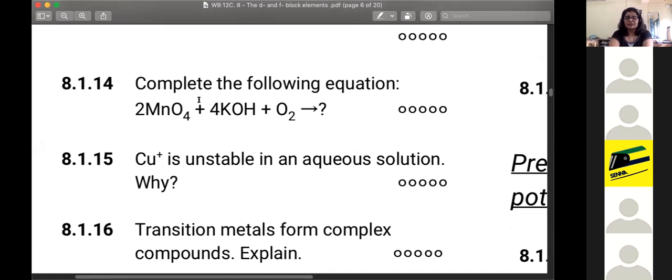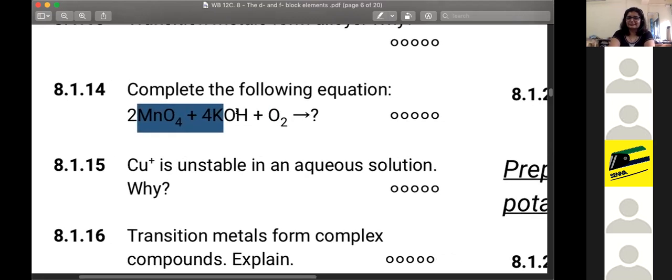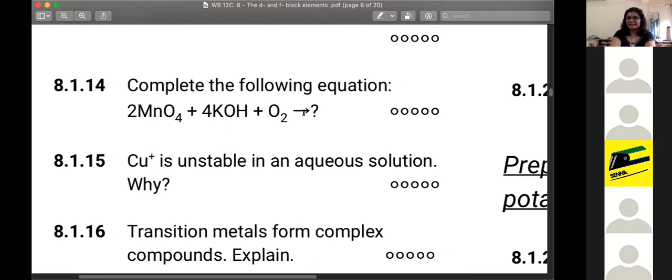The 14th is the reaction of MnO4 with alkali in the presence of oxygen. I didn't discuss the compounds KMnO4 and K2Cr2O7 with you. Had you done that in school, or was it excluded from the portion? Okay, it was done in school. Yes, it's a deleted portion, I know. That's why I was checking if you were taught or not. So will you be able to answer this question? Let's see how much you remember.